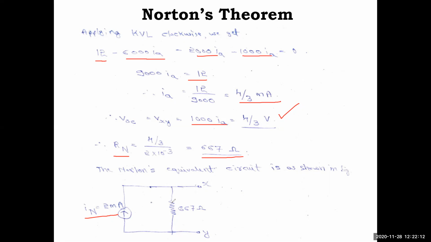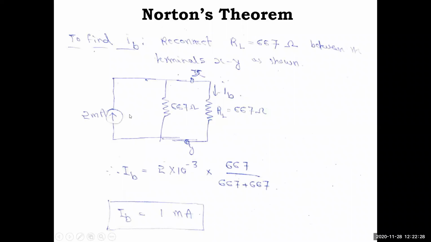So the question is not over yet. They have told the current IB. Here the current IA is there. So we need to find the IB current by connecting circuit B, that is the 667 ohm load resistance. Note down this, I will go further. Reconnect RL equal to 667 ohm between the terminals XY, which is shown as it is.